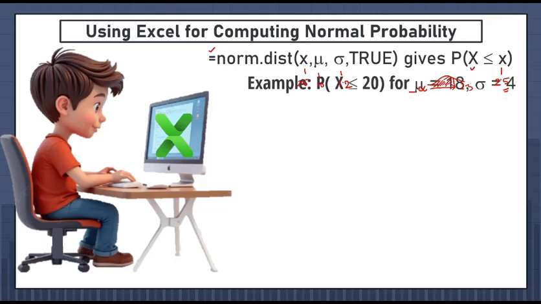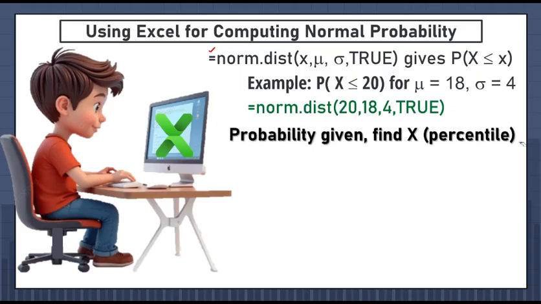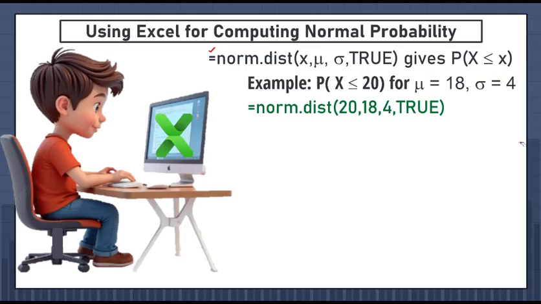We take an example. Suppose we have an example of computing the probability of x less than or equal to 20, and suppose the mean mu is given to be 18 and the standard deviation sigma is given to be 4. In this case, we write equal to NORM.DIST, and since x is less than or equal to 20, we write 20. Then we write mu, that is 18. Then we write sigma, that is 4, and then we write TRUE. Once we do this, it gives me the probability of the random variable x up to 20.